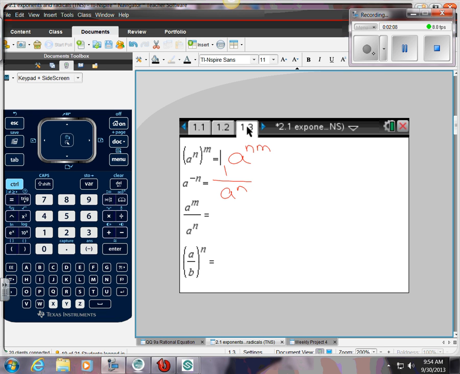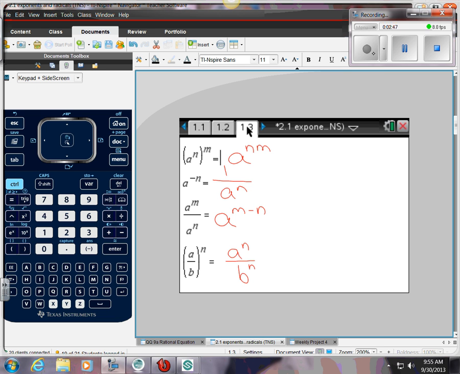Okay. When I divide common bases, what do I do with their exponents? Subtract. Very good. Does it matter which one goes first? Give me another word for top one. Yeah, numerator. So this becomes a to the m minus n. Any of this unfamiliar? No. Okay. A divided by b raised to the nth power. Good. A to the n divided by b to the n. Great.